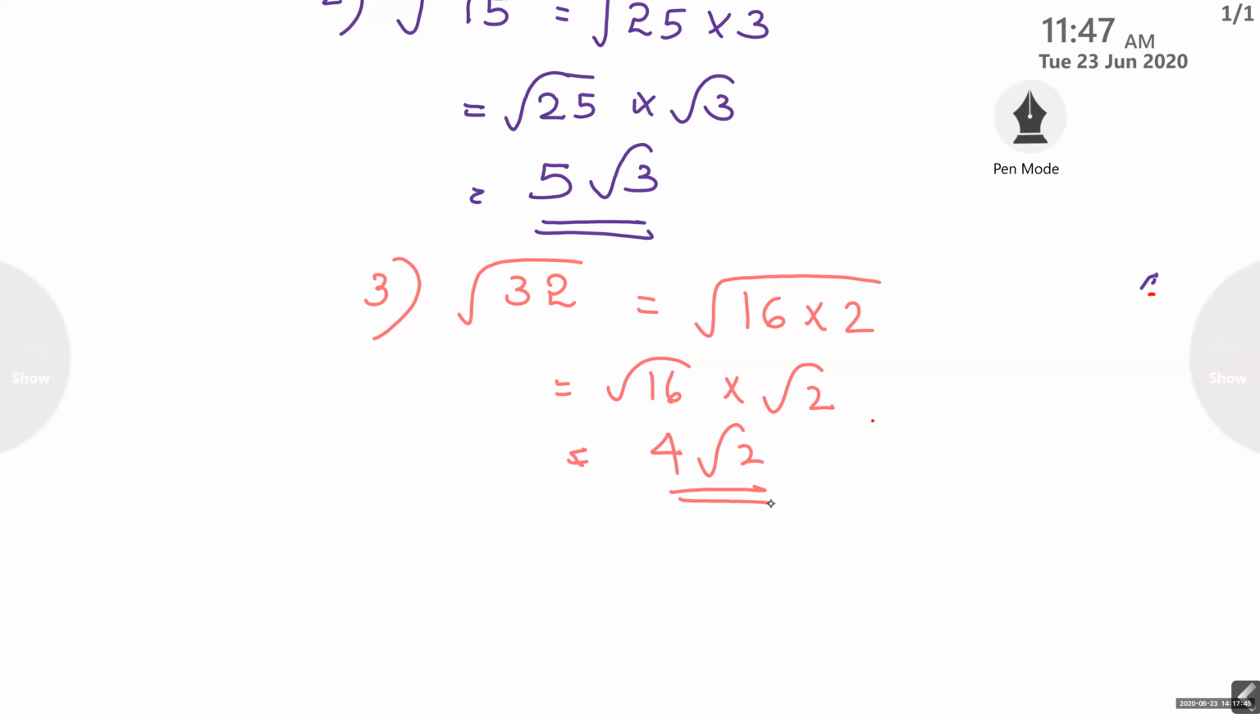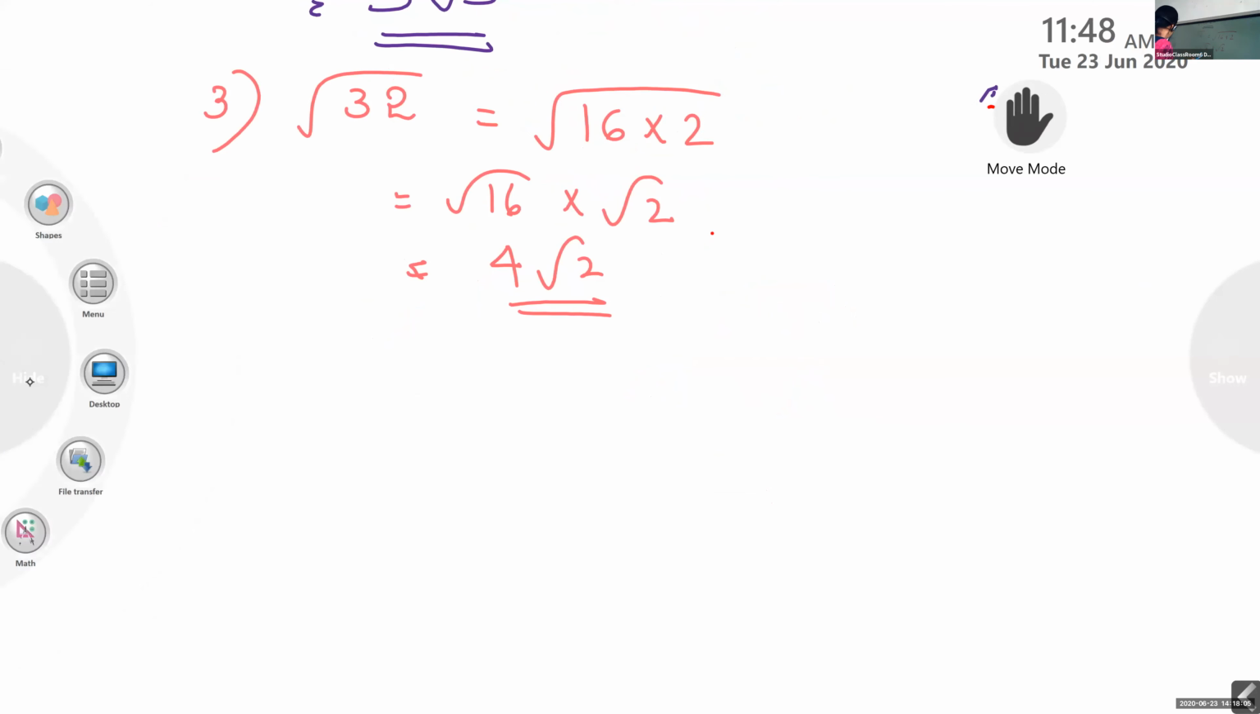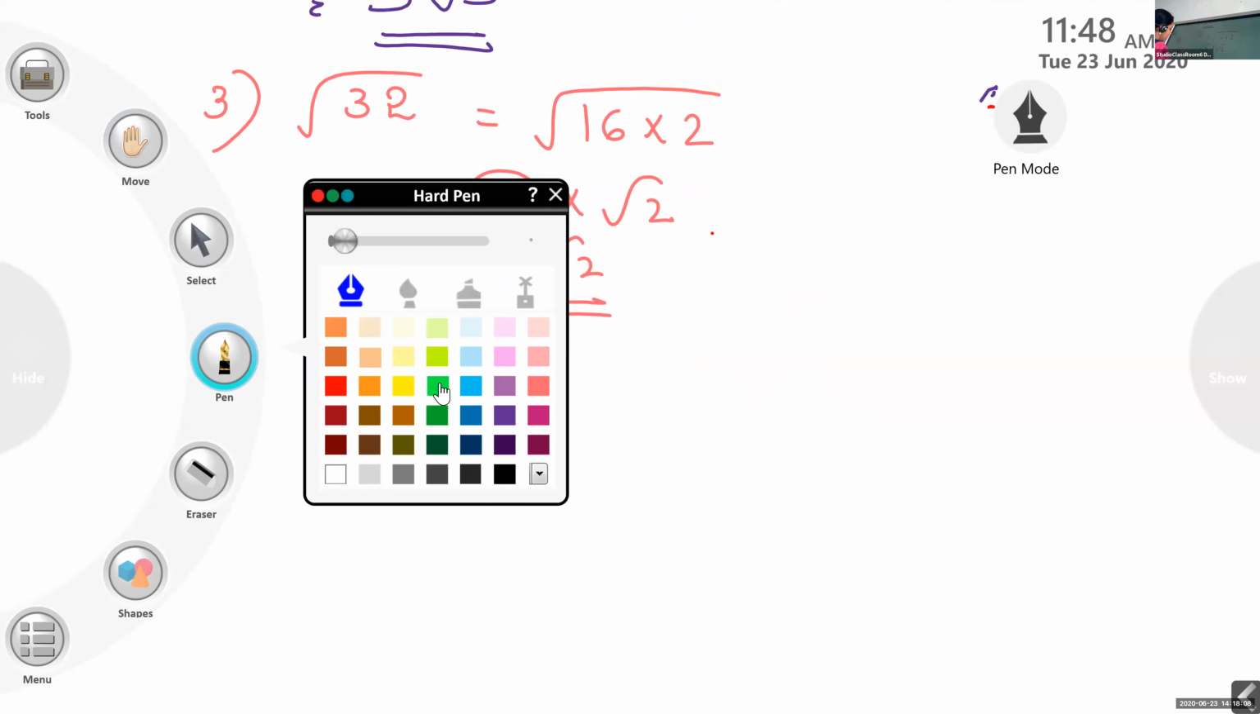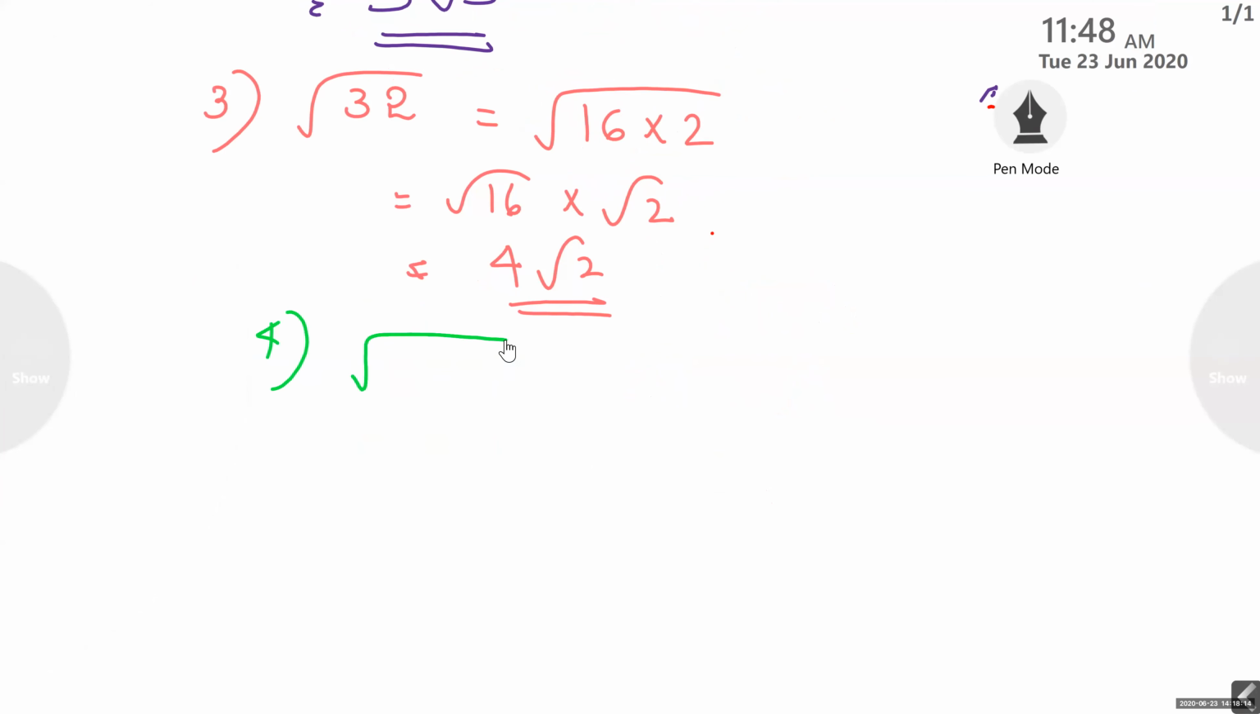It is useful for you for any of the further studies. If you are going to 10th standard, it is very useful to simplify. When you study the trigonometry functions, the simplification is always needed. I'll give the fourth question. Fourth question is root of 72. Root 72. Fast.